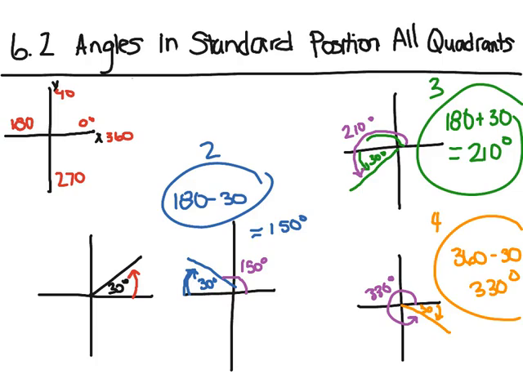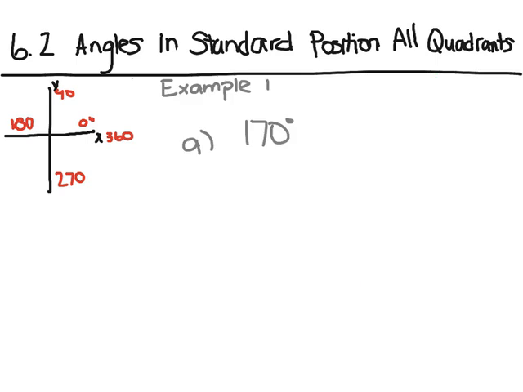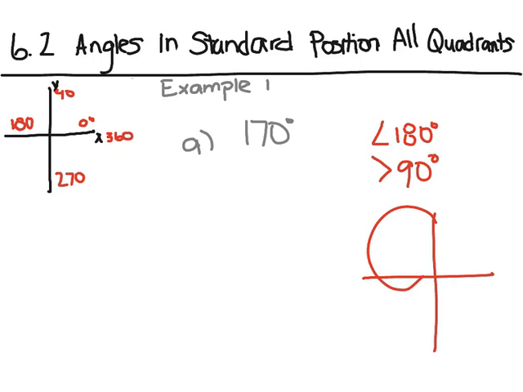The similarity between all four of these graphs is that they all have the same reference angle of 30 degrees. So you can write a reference angle of 30 degrees in all four quadrants. If we're given an angle, we can find what the reference angle is for that angle. So first we're going to decide which quadrant this angle is going to be in. We know that the angle is less than 180 degrees, but it's more than 90 degrees. So it has to fall in this quadrant, quadrant 2.